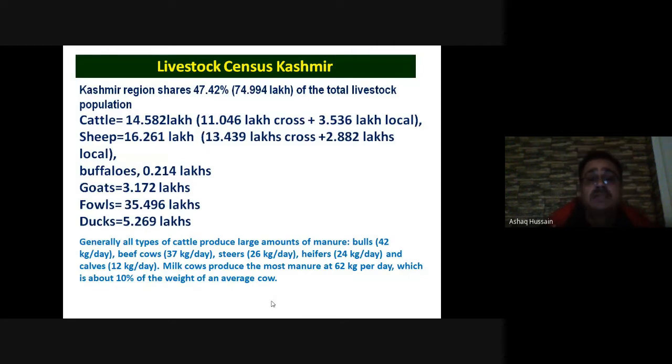But what makes them important in integrated farming systems is that they not only generate income in terms of meat production and milk production, but they also yield a large amount of organic manure. For example, bulls yield 42 kilograms of manure per day, beef cows 36 kilograms, then steers 26 kilograms, heifers 24 kilograms per day, then cows 20 kilograms. Apart from milk and meat, this is a very important, valuable output from the animals, that is the organic manure that is used for crop production.